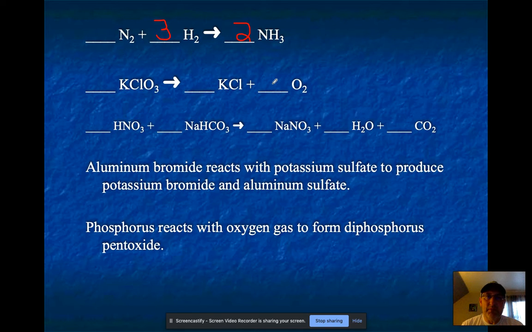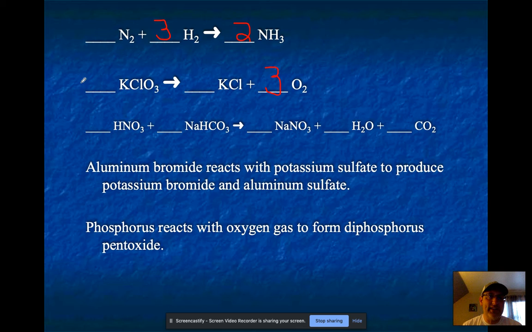You could put 1.5 in front of here, and 1.5 times 2 would be 3. But these coefficients have to be whole numbers. So we're going to have to change 2 things here. We're going to have to make a common amount of oxygen on each side. That common amount is going to be 6. So if I put a 3 out front of here, that's going to give me 6 O's on this side.